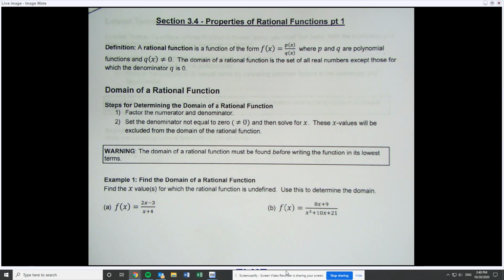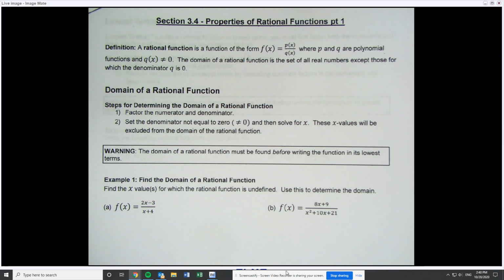So we're going to begin by talking about the definition of a rational function, which is a function f of x that's of the form p of x divided by q of x. Now, here, both p of x and q of x are going to be polynomial functions, and this is really just a fancy way of saying that a rational function is a fraction that has x in the denominator. That's it. So anytime you see a fraction that looks like it has x in the denominator, you're dealing with a rational function.